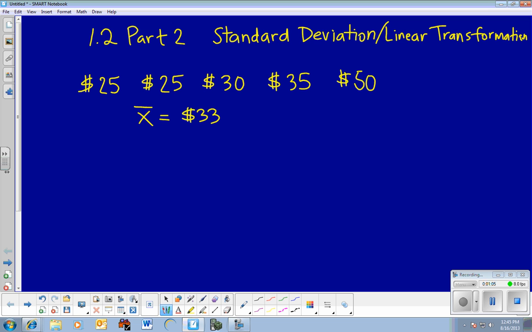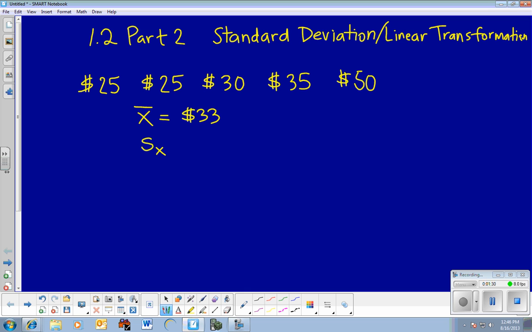Another very important number is the standard deviation. We're going to call that little s. You can call it little s with a little x on it. That's what your calculator calls it. And standard deviation is a measurement of how spread out these numbers are. Loosely interpreted, it is the average distance from the mean.